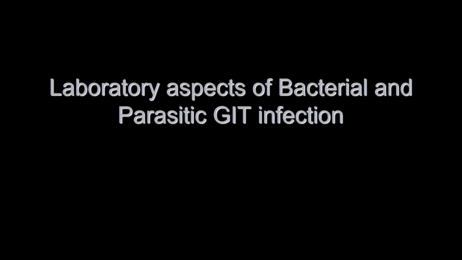While if there is no red blood cells or white blood cells, and there is no blood or mucus as well in the stool, this is a non-invasive type of a diarrhea, and we have to look for other agents like Vibrio cholerae, enterotoxigenic Escherichia coli, for example, and so on. There is no direct damage to the gastrointestinal tract.